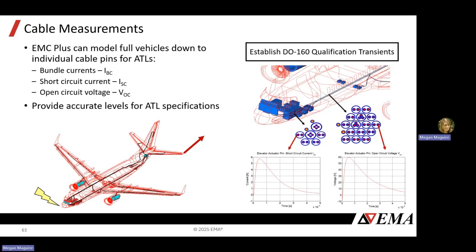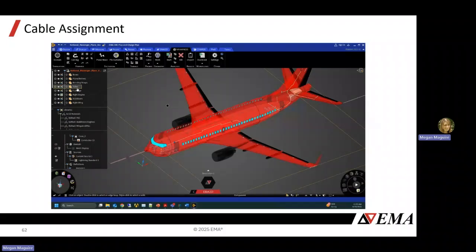Binding cables. What's unique about EMC Plus is being able to model a full vehicle in terms of structures, but also being able to model cables down to the pin level. And then you can collect data like bundle currents, short circuit current, pin voltages, and so on. I'll go into a bit of how this is done first, and then I'll go into some more details.